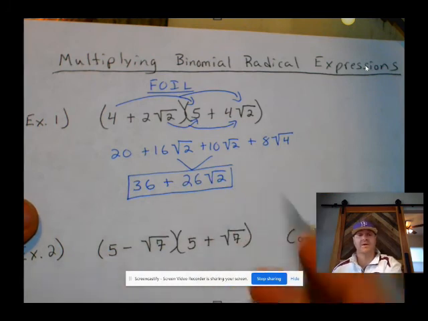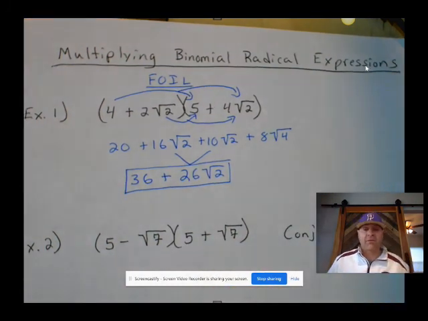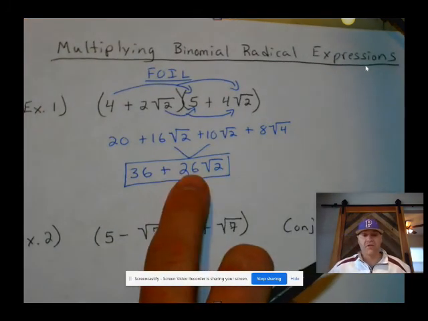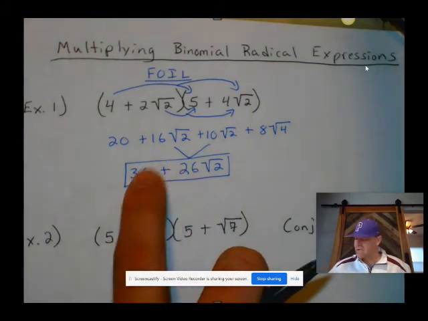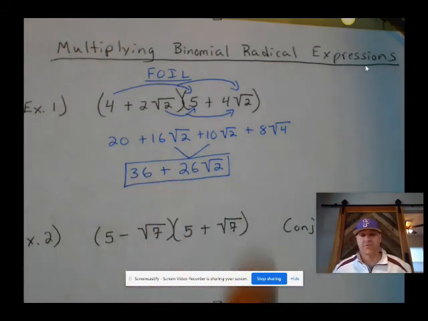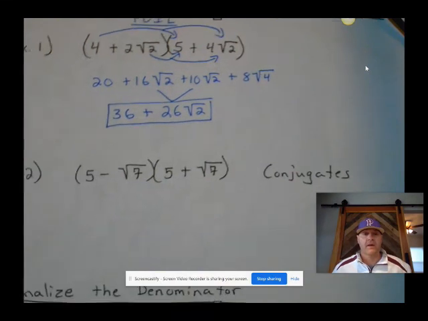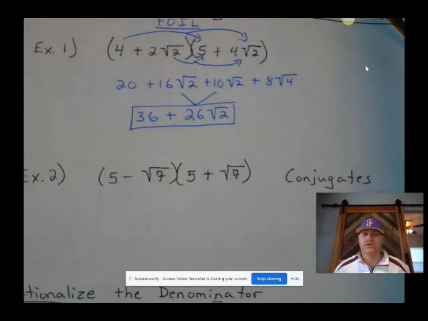Those are not like radicals, so I can't combine those. I can't combine the 36 and the 26 because this is not a 36 root 2. It has to be a 36 root 2 in order to combine. Okay, so that's just foiling, multiplying. We should be okay there.